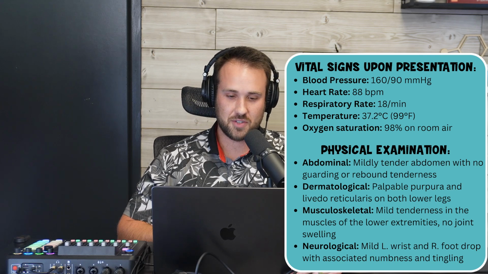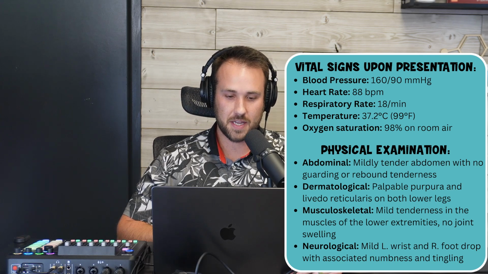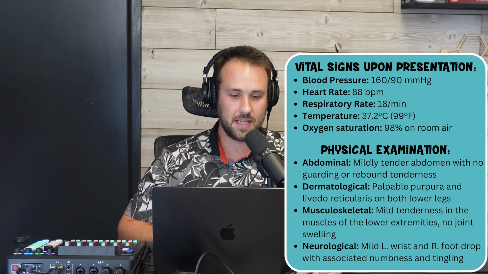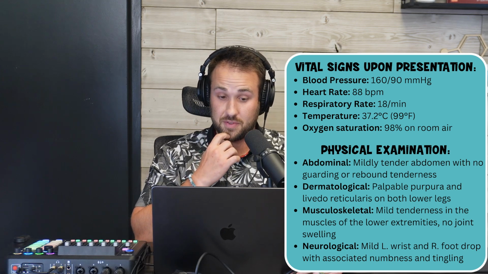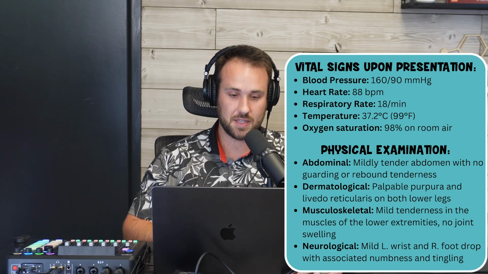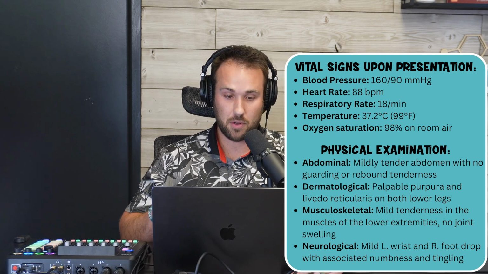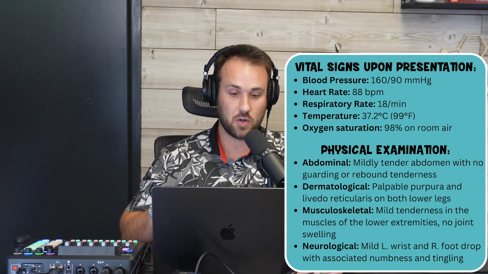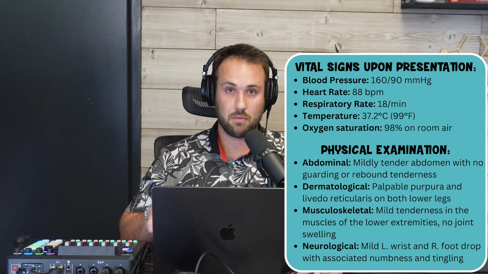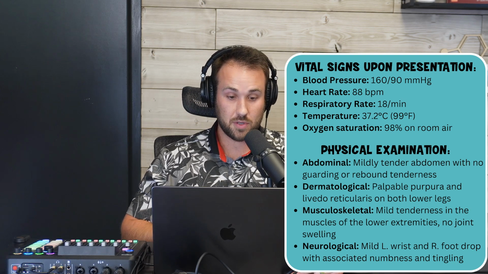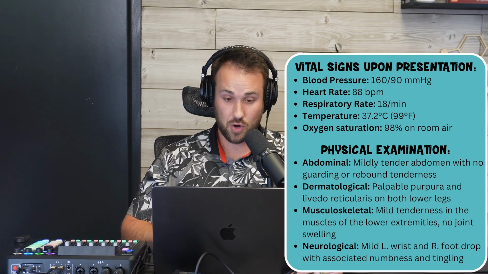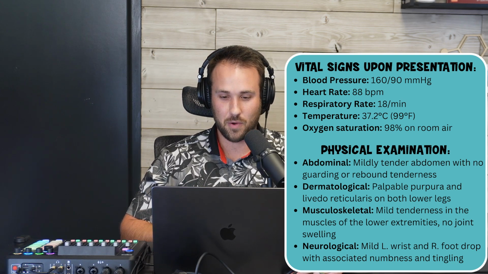Vitals. Blood pressure is 160/90. Heart rate is 88. Respiratory rate is 18. Temp is 37.2 Celsius. And SpO2 is 98% on room air. For the physical exam, we do an abdominal exam first. There is mild tenderness over the abdomen, but there is no guarding or rebound tenderness. Dermatological exam: palpable purpura and livedo reticularis on both lower legs.